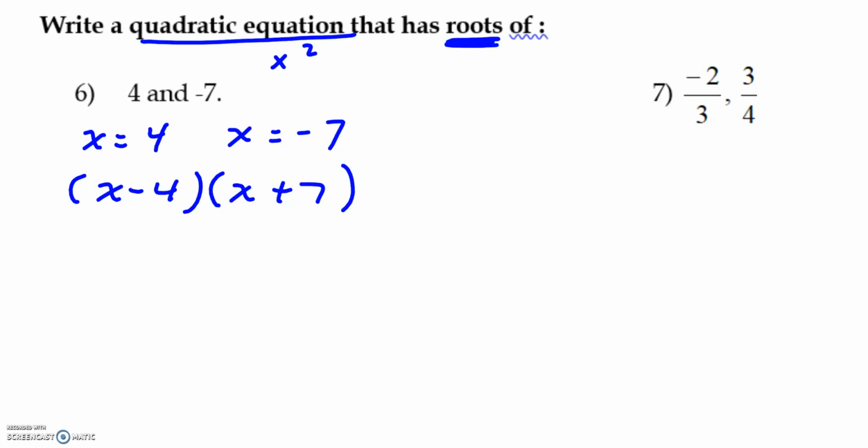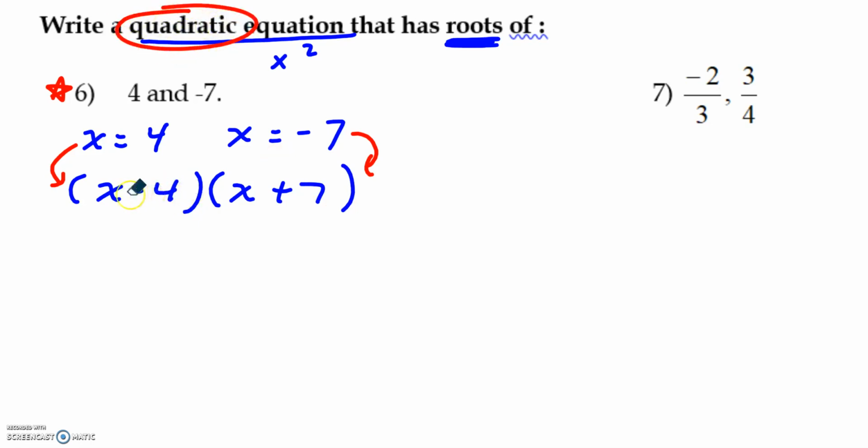So where we left off was here at number 6, and we talked about that if a quadratic has a root or an answer of 2, if you think about factoring backwards, it came from x minus 4, because if you set that equal to 0, you'd get back here. And if you have an answer of negative 7, it came from x plus 7. We're not done with this problem yet, though, because we still need a quadratic.